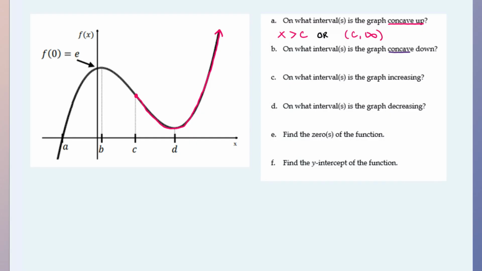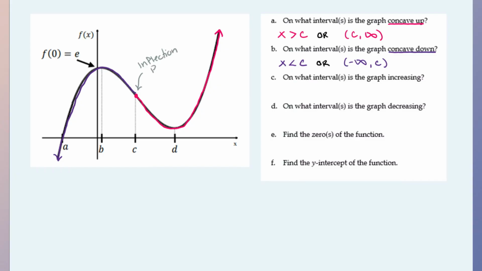Next, we're going to look at concave down. So that is where our sad face is happening. Using that same inflection point C, it's going to negative infinity on the other side, the left side. So X is less than C, or we can use our interval notation. And as I mentioned, yes, C is our inflection point, so that's changing our concavity.